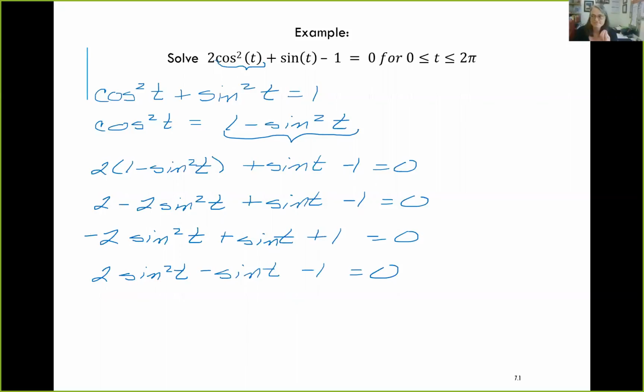We could factor this. We could use the quadratic formula. Either way, you go through the same steps that we went through for the previous 2 examples, and you should be able to end up with sine t equals 1 or sine t equals -1/2. If you have troubles getting to this point, please shoot me an email or come to the next web conference. Check Canvas for when that will be. And either way, we get to this point, we can solve this, and we get t equals 0 or 2 pi.